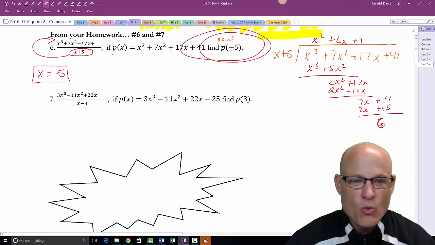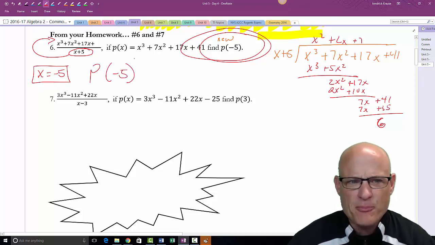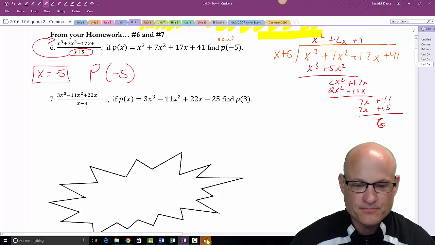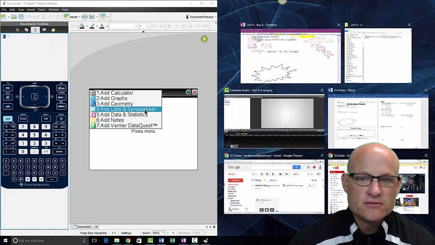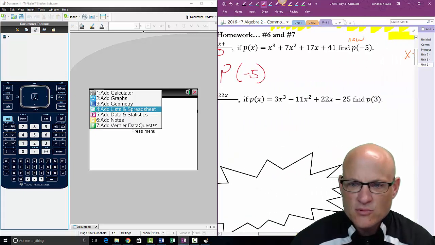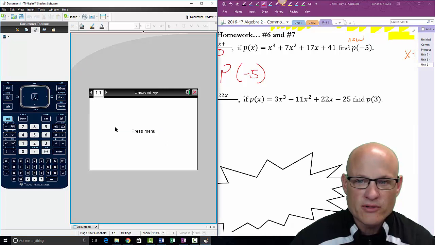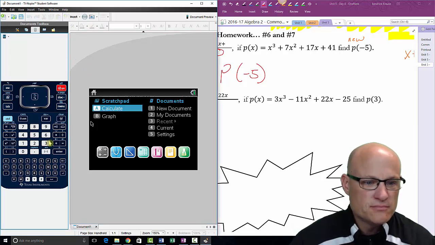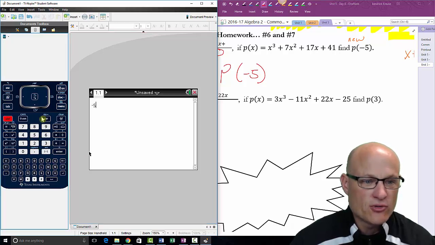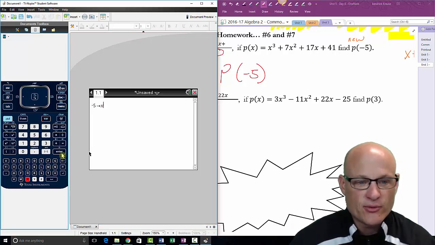So when I come over here and I say, oh, what is p of negative 5? Let's see if we can figure out what p of negative 5 is. We're going to do that on the calculator. That's why I got the calculator available to us. So we're going to come over here and I'm going to go, okay, negative 5, control var x. So I'm going to store negative 5 into x. I'm going to type that baby in.